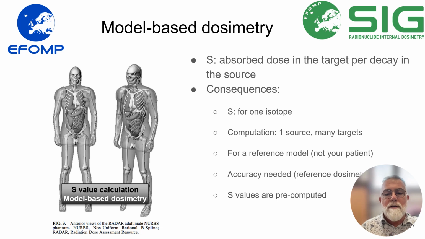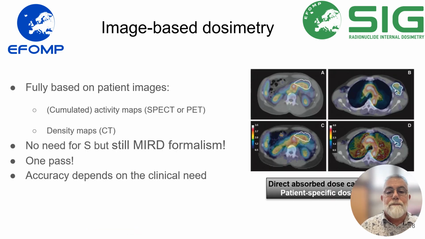S value is per decay. But then you have to do a lot of computation, because for every source in the body, every potential source in your reference model, you have to compute the S value in the different targets. And then you need to have as much accuracy as possible, because this is a calculation for reference dosimetry. So usually S values are pre-computed, and you're going to use software that uses these pre-computed S values.